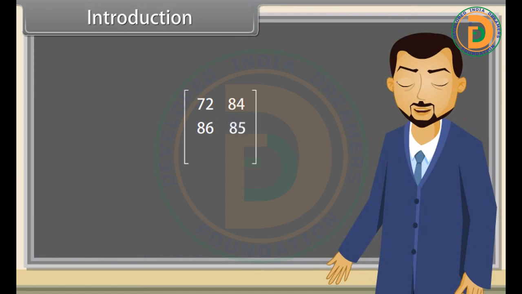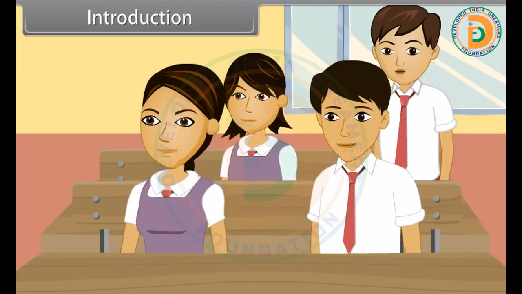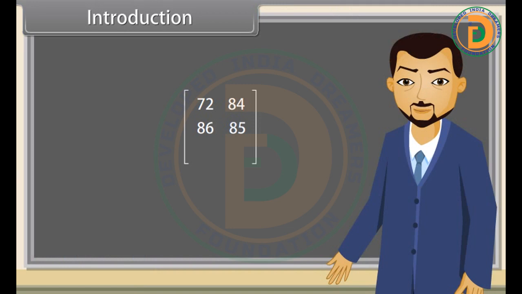Pratik, you tell me now. Teacher, 67 in science and 72 in maths. All right. Can you see? I have written your marks in this bracket. What does this represent? Anyone? This represents a matrix. Today, we will learn what matrices are and their operations.